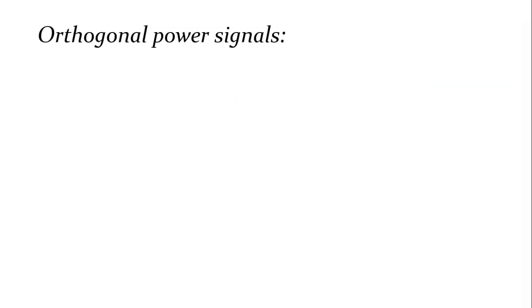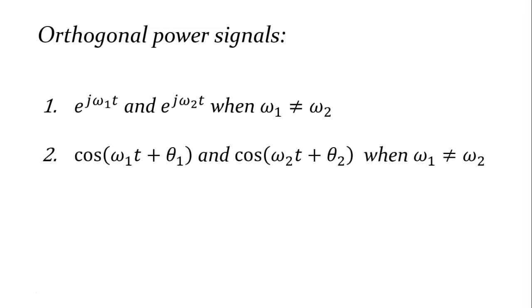Power signals are signals having infinite energy and finite power, making power the best measure for comparison. One example of two orthogonal power signals are complex exponential functions of time having different frequencies. This leads us to conclude that two sinusoids at different frequencies are also orthogonal, since each may be expressed in terms of complex exponentials. That is true regardless of the values of their phase angles θ1 and θ2.